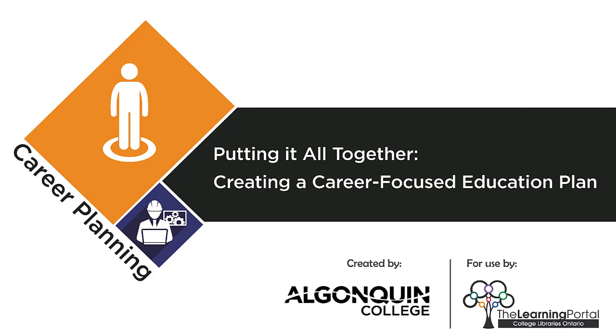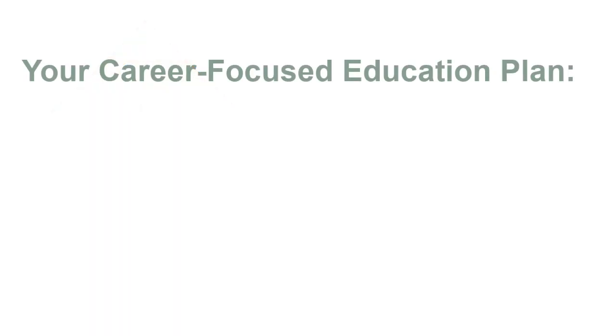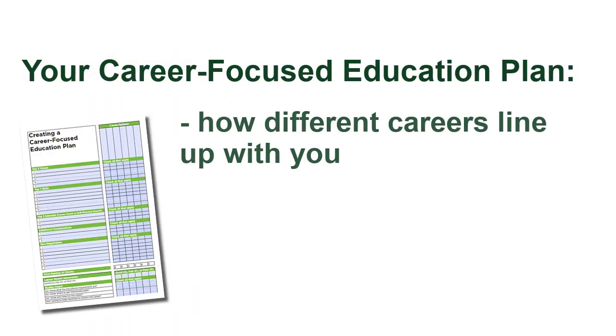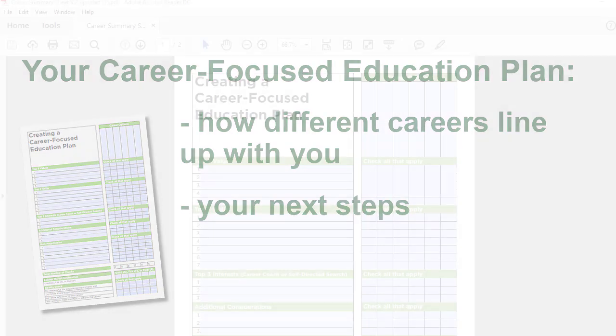Now that you've completed the self-assessments to figure out your values, skills, and non-negotiables, you can put all of this information together. This video will help you use the information in the previous worksheets to create a customized career-focused education plan. This will help you to figure out how different careers line up with who you are as a worker and figure out your next steps.